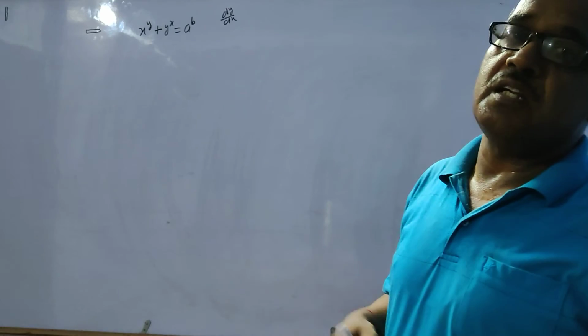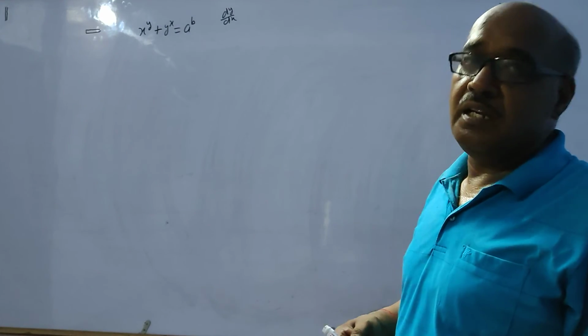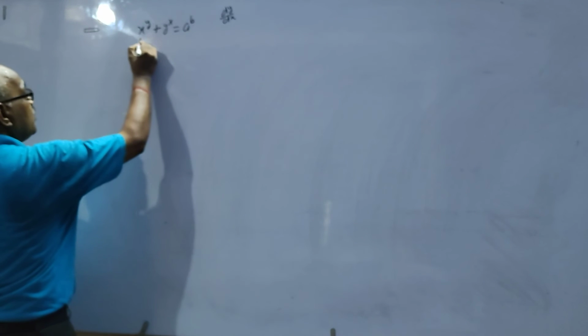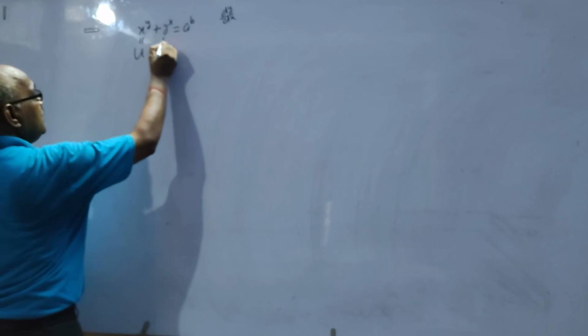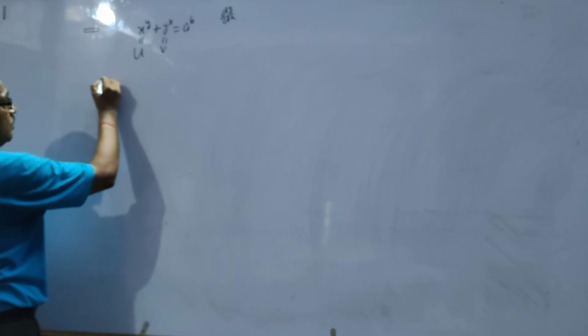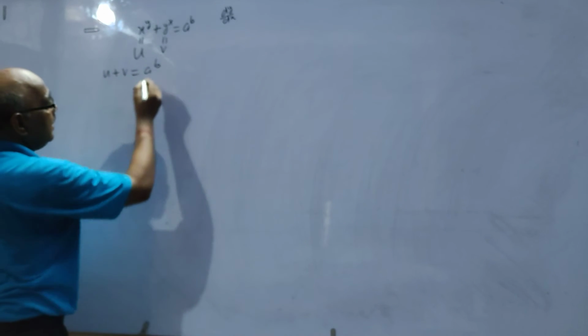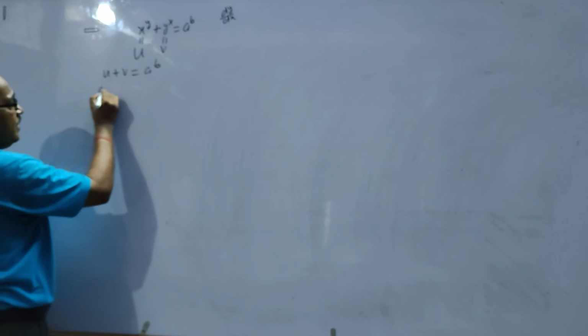log ले लेंगे तो यहीं पर गलत हो जाएगा, because log of m plus n is not equal to log m plus log n. Now just suppose x to the power y is equal to u, और इसको v, तो क्या हो जाएगा, u plus v is equal to a to the power b.